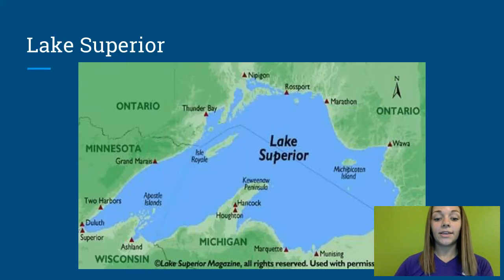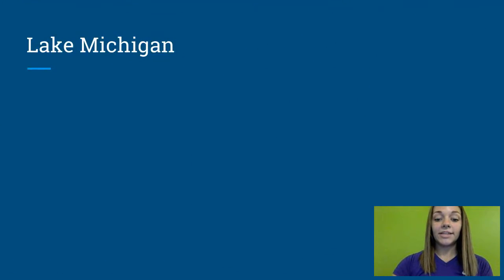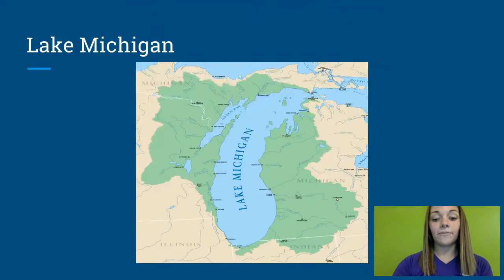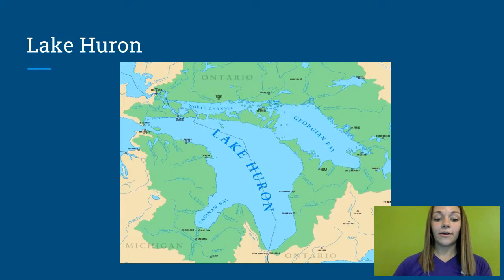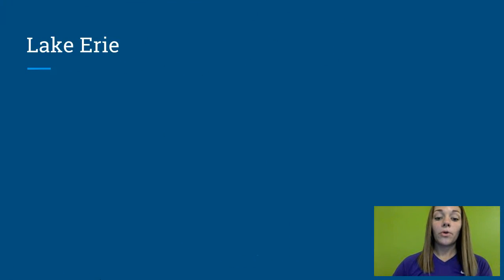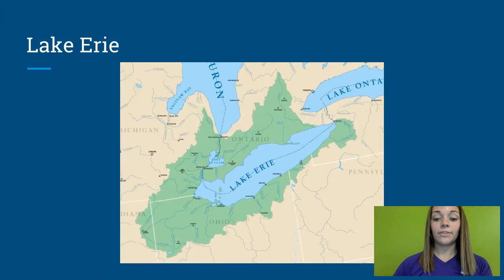The next lake is Lake Michigan. This lake splits the state of Michigan in half. Lake Michigan is connected to Lake Huron. Lake Huron is located right between the state of Michigan and Canada. The next lake is Lake Erie. Only half of this lake is actually located in the Midwest region. The left half is above the state of Ohio. The other half is above the state of Pennsylvania.